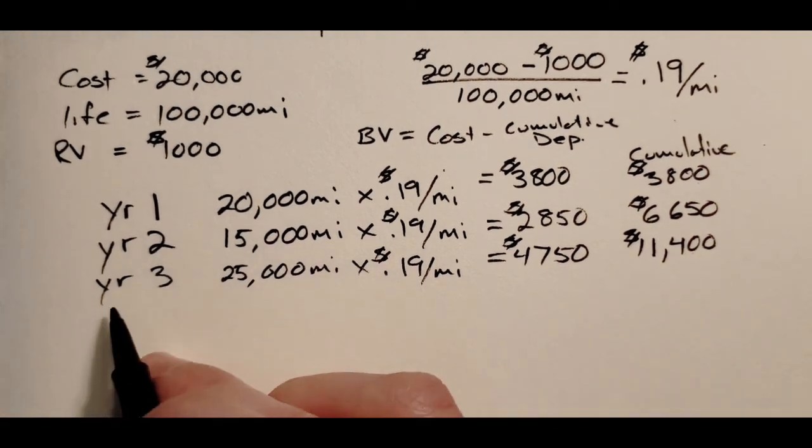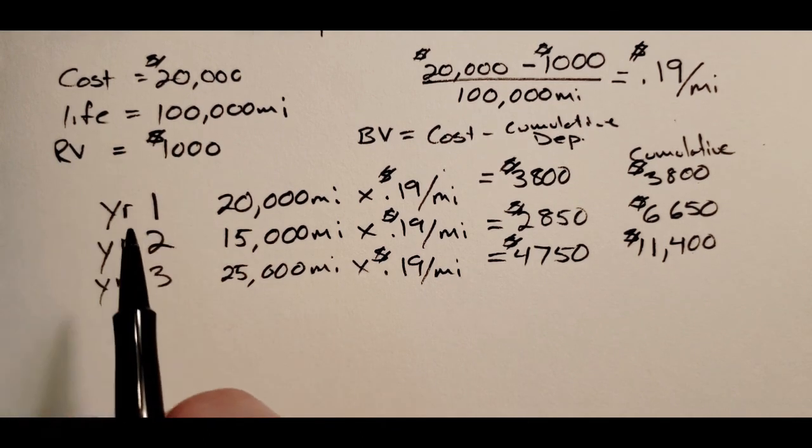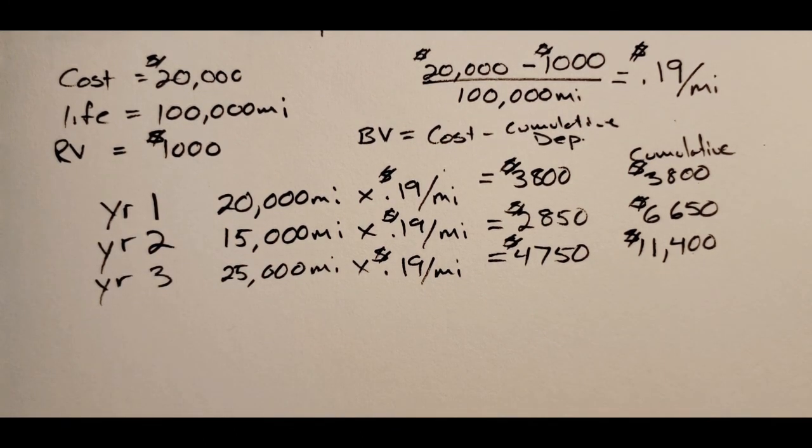Eventually what you'll end up with as you go through year 4 and 5, because this is an example of 5 years, you'll get down to your salvage value of $1,000.